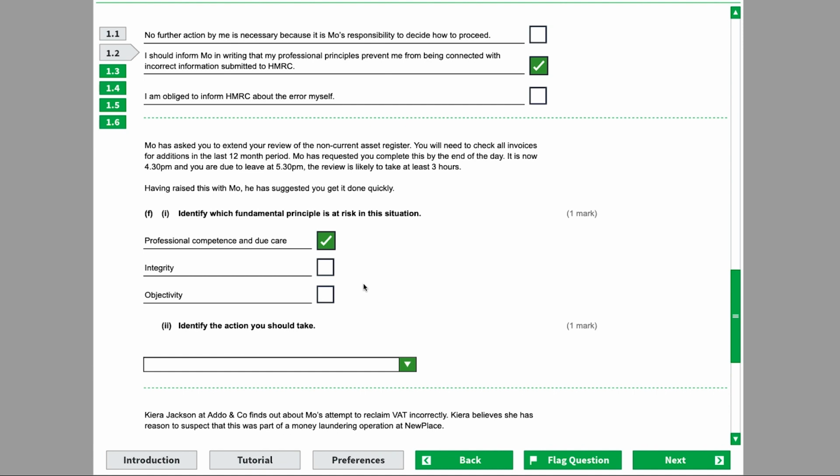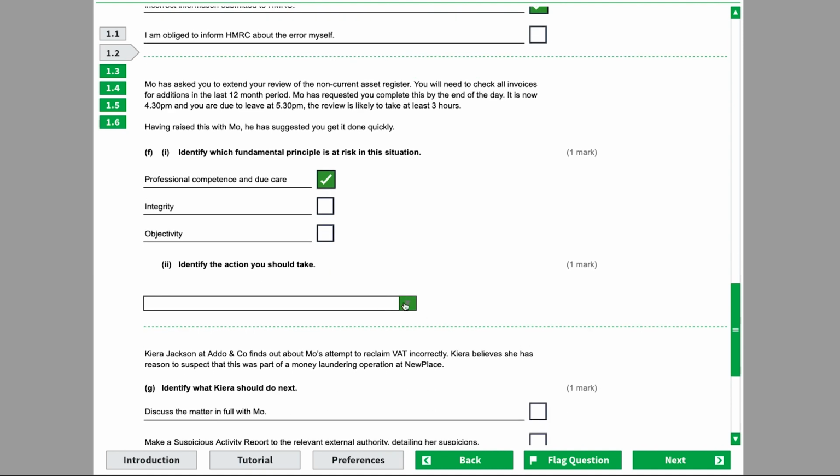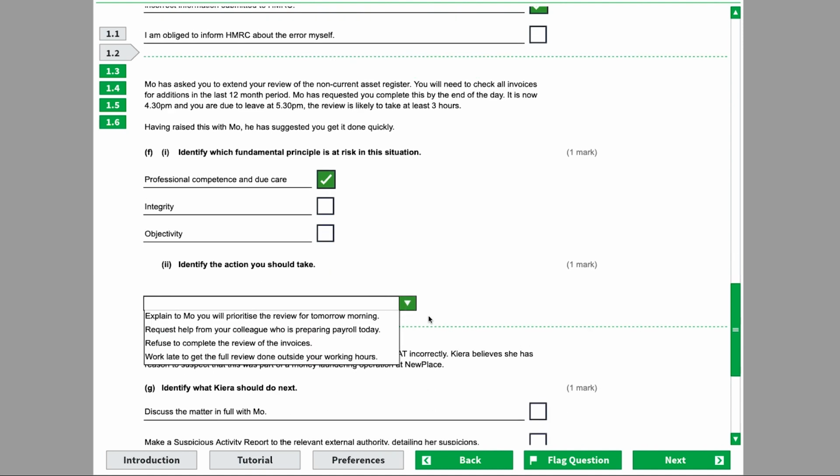Part II then, identify the action you should take. So let's have a look at the options. So we've got explain to Mo you will prioritise the review for tomorrow morning, request help from your colleague who is preparing payroll today, refuse to complete the review of the invoices, or work late to get the full review done outside your working hours. So the best option here would be number 1.